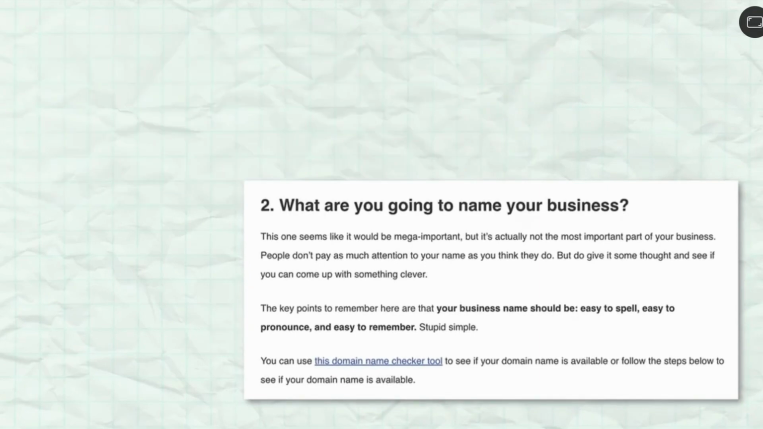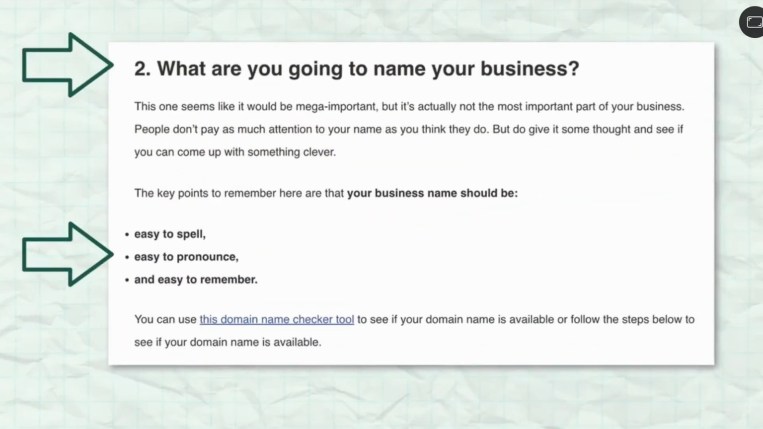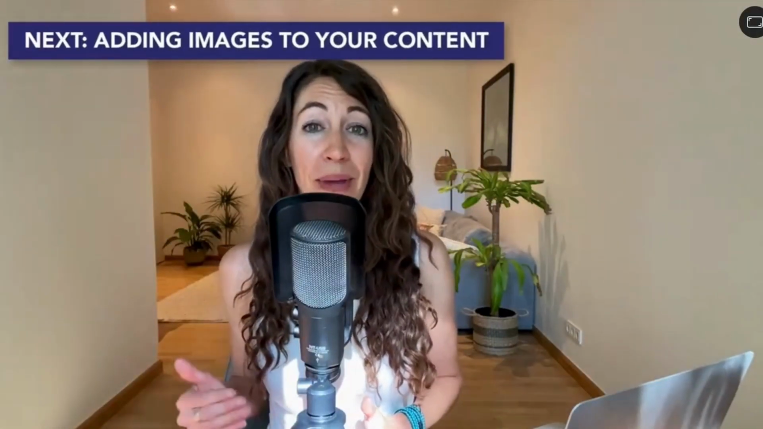Number two, make that content easier to read by bolding, italicizing, and underlining every few sentences or so. Use bullet points and make sure to make your headings bold and large enough to stand out. And then number three, add images where it makes sense, which is what we're going to talk about in the next lesson.